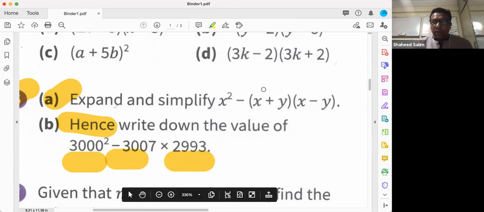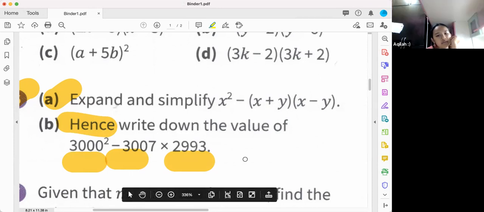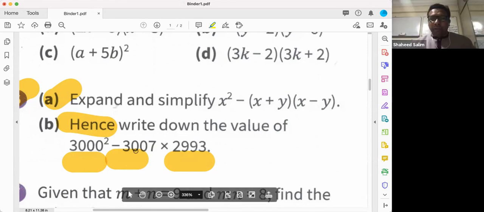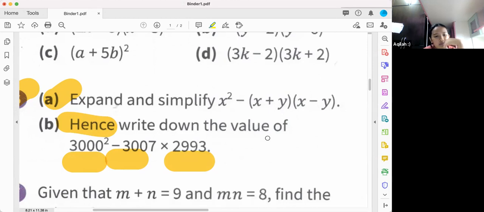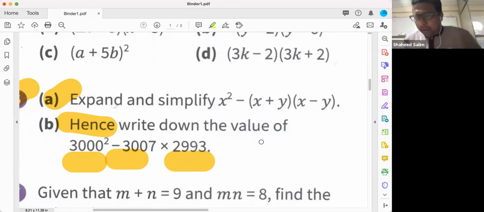Down here, you correlate x squared, 3000 squared. Yeah. X is what? X is 3000. So how do you get 3007 here? X. Y is how much? Y is 7. Okay, now you try to solve it now. I think you can do it. Believe in yourself, yeah? Believe in yourself.